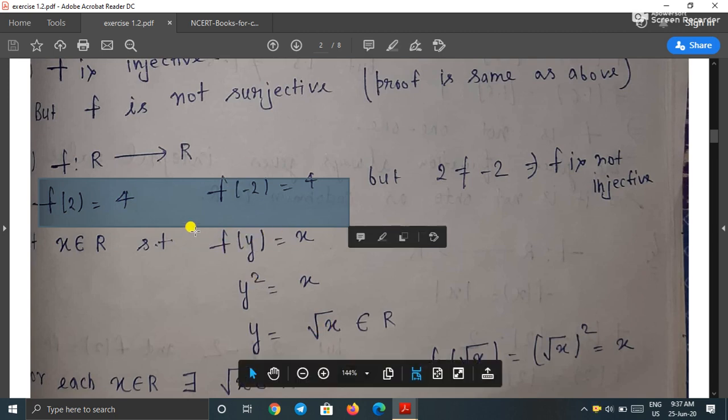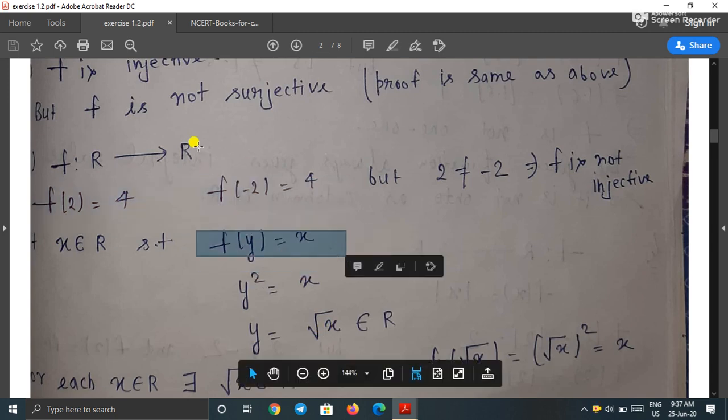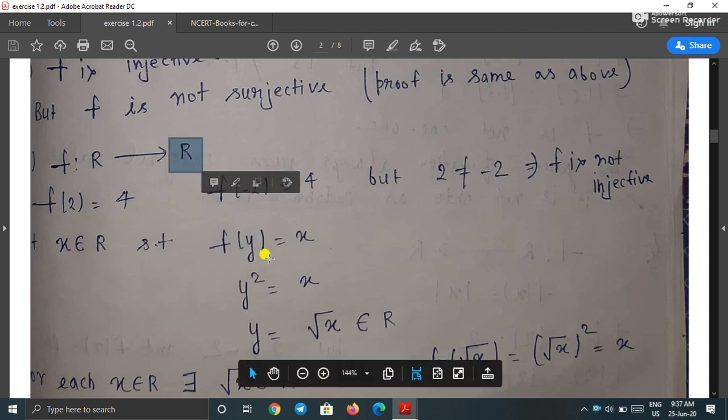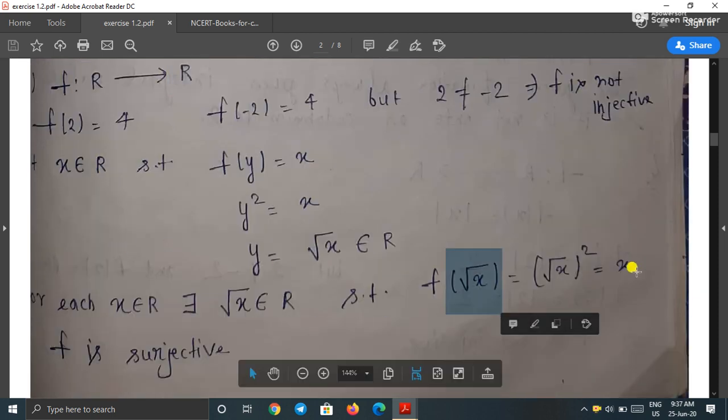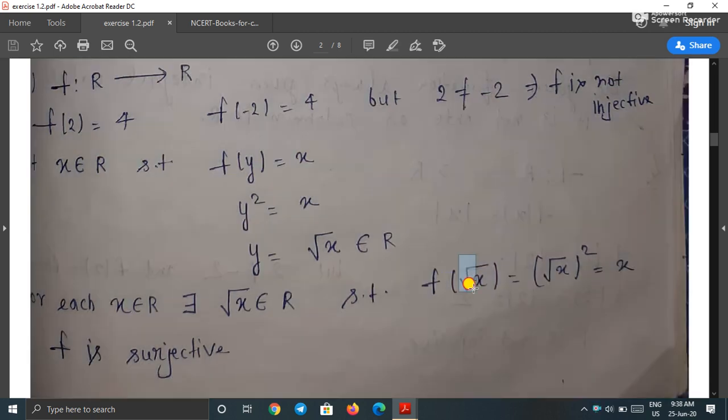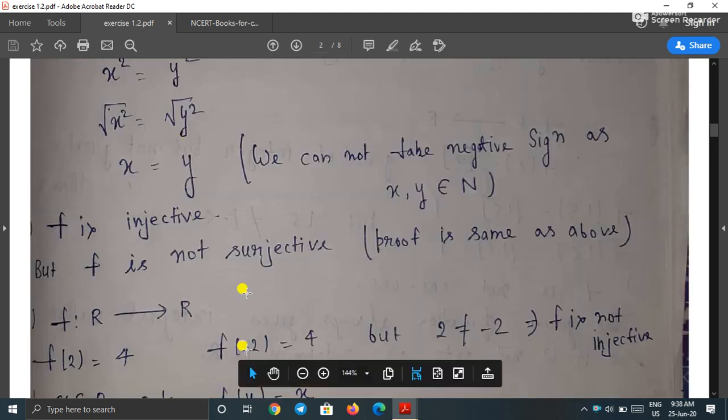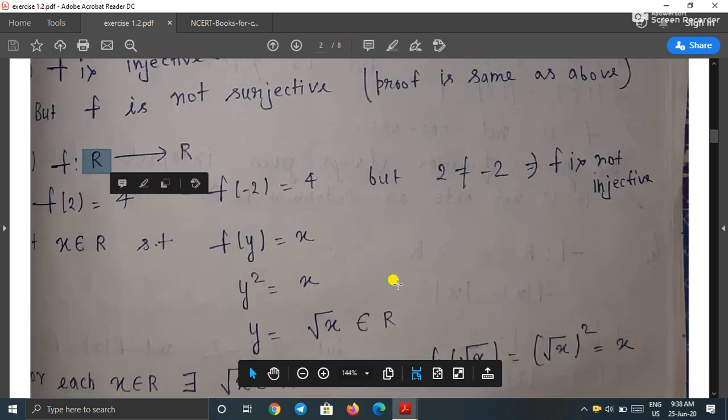Now check the surjectivity of the function. Take a real number in the codomain R. Let x belong to R such that f(y) is equal to x. By the definition of f, y² is equal to x, so y is equal to the square root of x. So if x is a real number, then the square root of x is also a real number, and if we find the image of the square root of x, then it becomes x. Means for each real number, x has a pre-image, and what is its pre-image? Square root of x. Means each real number in the codomain has a pre-image. Okay, so the function is onto.